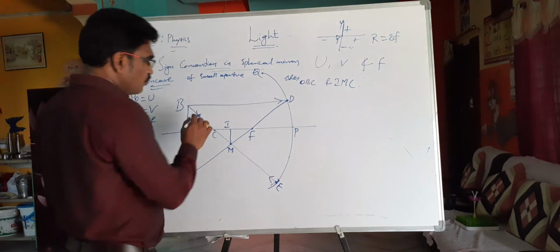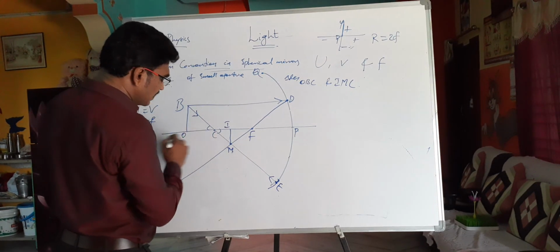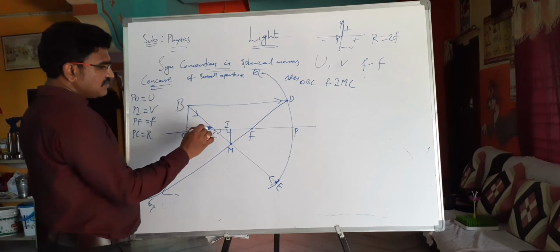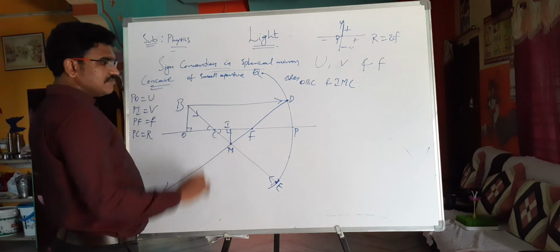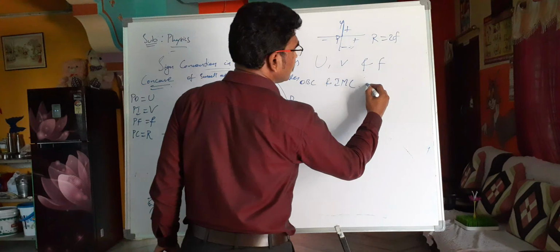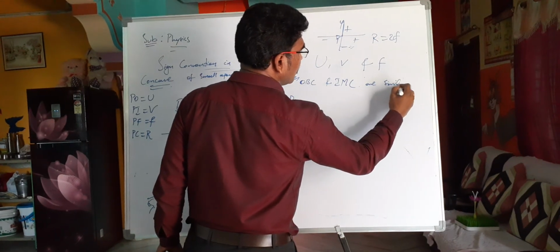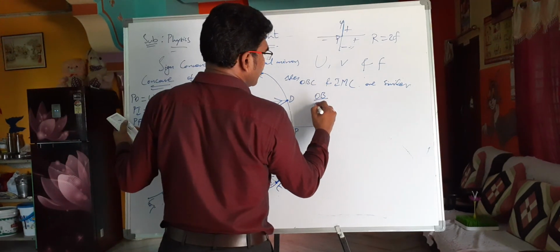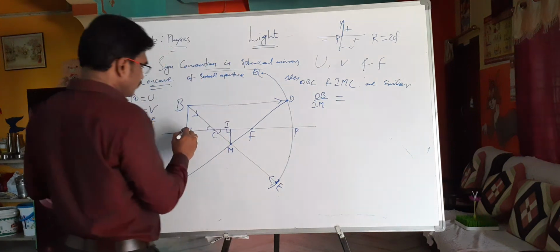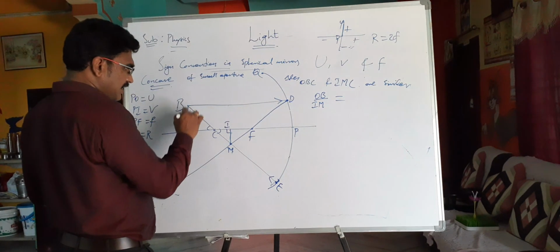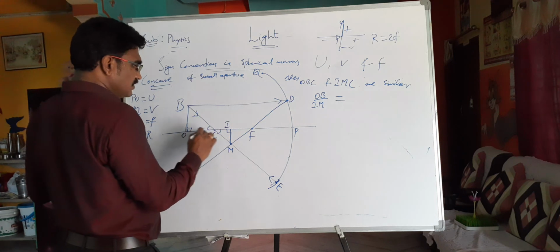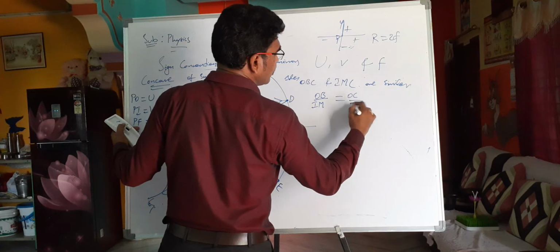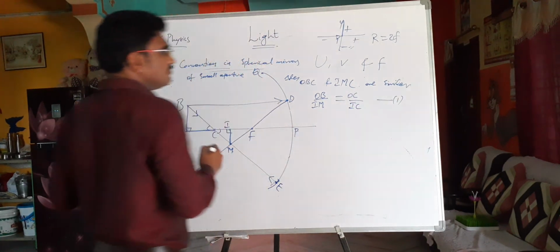I say these two are similar triangles because this angle is equal to this angle and this angle is equal to this angle. So, the two triangles I have taken, OBC and IMC, are similar. If they are similar, what can I write? OB by IM is equal to OC by IC. This side by this side is equal to this side by this side. I take this as equation 1.